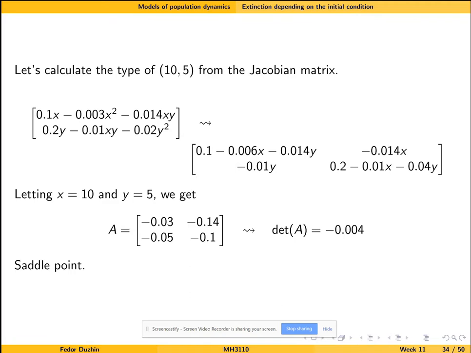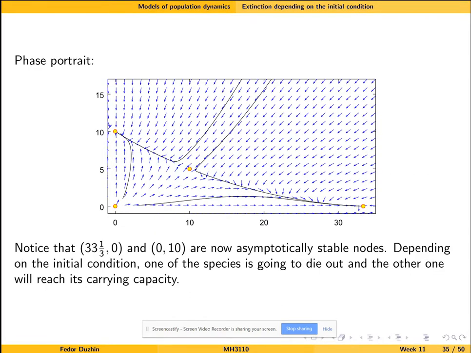So since this is a saddle point, it means that it is not stable, and moreover, trajectories have this behavior. They approach the saddle point and then go away from it. But at the same time, we can analytically confirm that these two other critical points, this one, when x is at its carrying capacity and y is 0, and this is when y is at its carrying capacity and x is 0. So both of them are now asymptotically stable, meaning that trajectories in the neighborhood converge towards them.